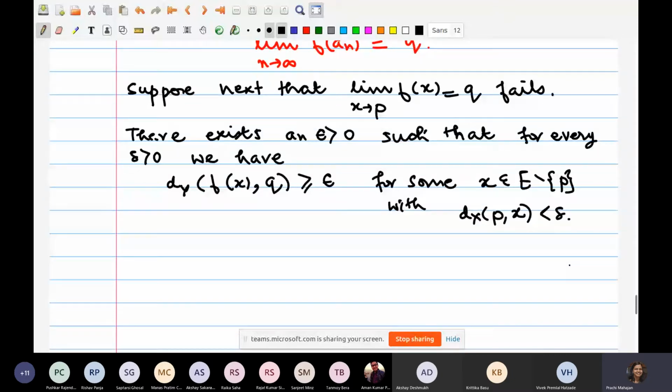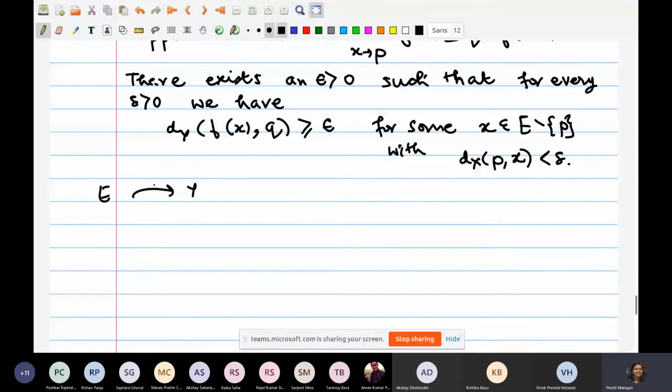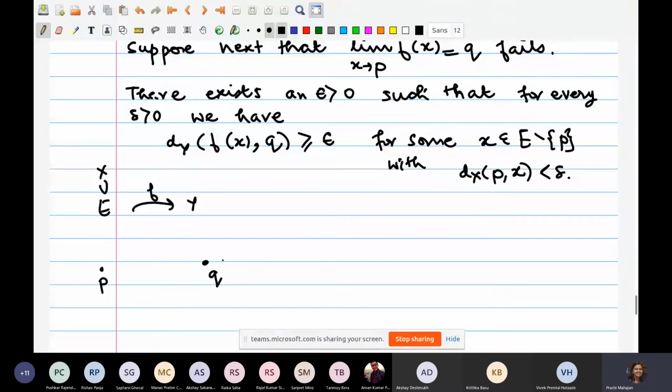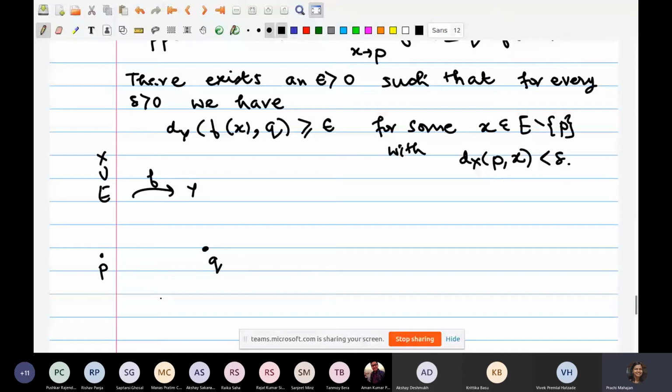Let me again try to convince you by a picture. This is saying that, so again, f is a function from E to Y. E is sitting inside X. There is a point P of X and there is a point Q of Y. And the limit of f at the point P does not equal Q. Which means that there is an epsilon positive such that no matter what delta I choose, so let me draw an epsilon neighborhood of the point Q. So there exists an epsilon such that for every positive delta, there is some point in this delta neighborhood of the point P such that its image is outside this epsilon neighborhood of the point Q.